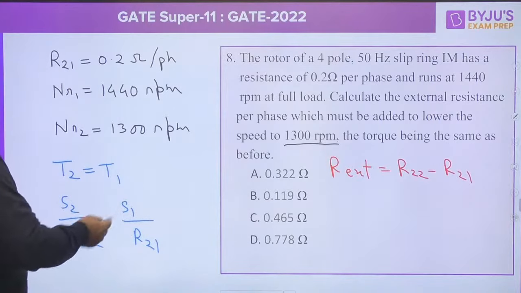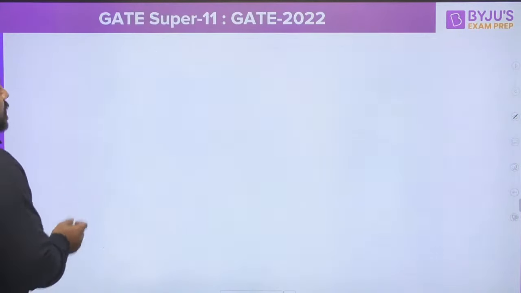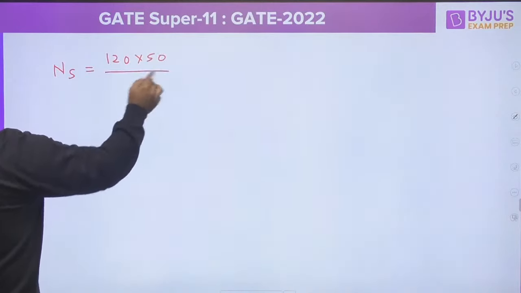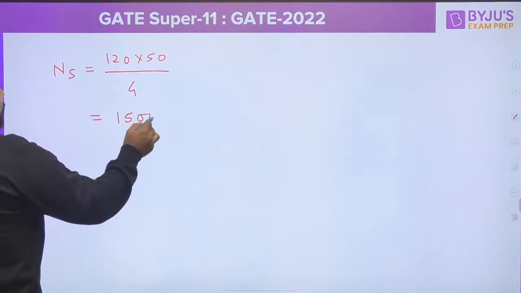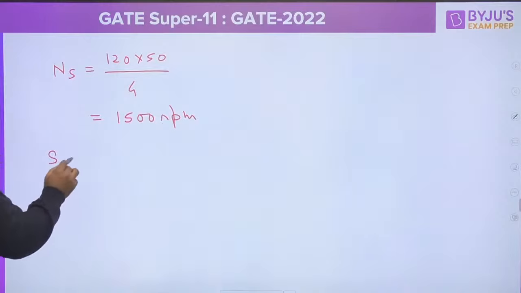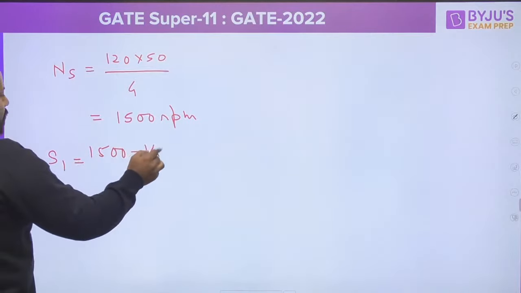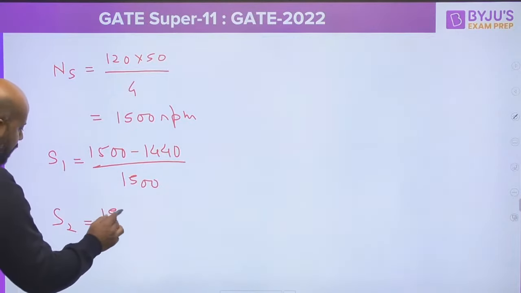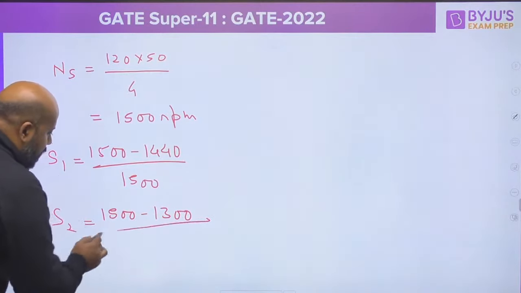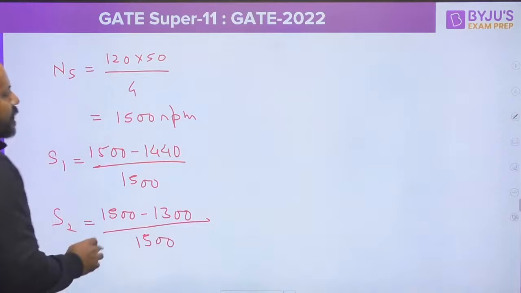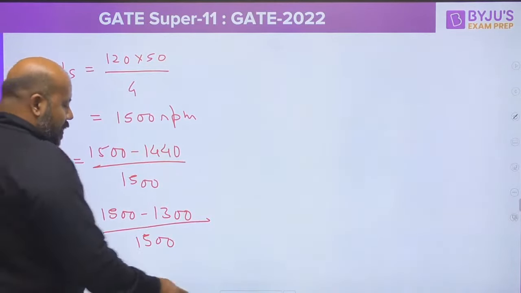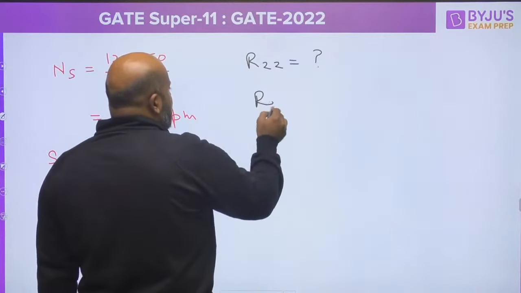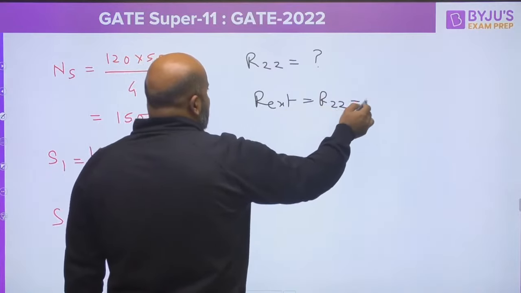Now very easily you can find the slip for the two cases also, because number of poles are mentioned. So synchronous speed is going to be 120 into 50, number of poles are 4. So this is going to be 1500 rpm. For the first case, slip is going to be 1500 minus 1440 divided by 1500, and for the second case, slip is going to be 1500 minus 1300 divided by 1500. You can find the slip for both the cases, and you can relate what is going to be R2_2, and then you can find the external resistance as R2_2 minus R2_1.